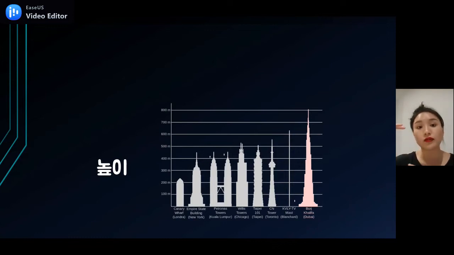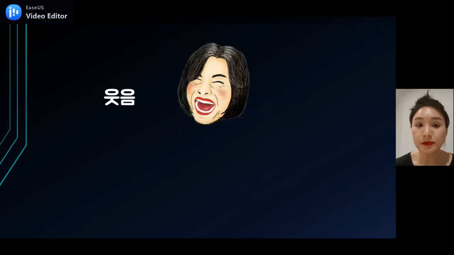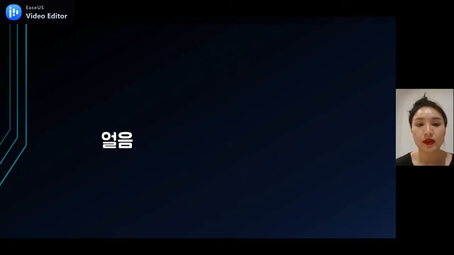높이 means the height of buildings or objects. What about people's height? We call it 키, a different word. 길이, length. 믿음, faith, trust. 물음, asking, question. 웃음, laugh. So 웃음 is laugh. Smile is 미소. 얼음, ice.